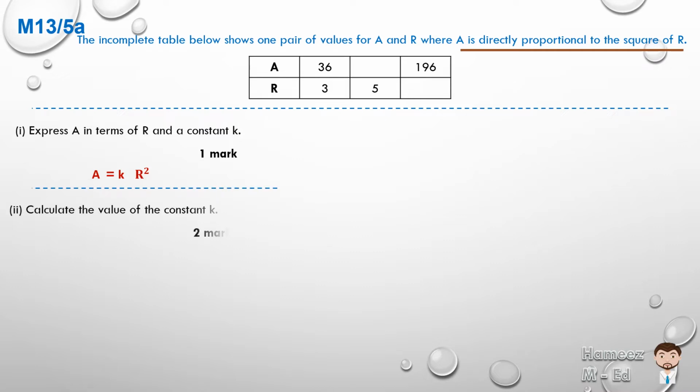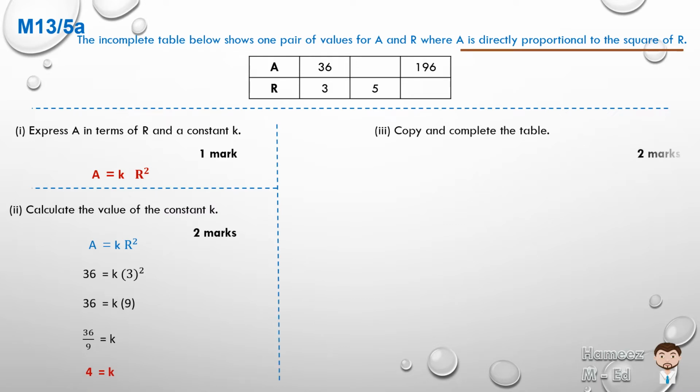Part 2. Calculate the value of the constant k. So to find k, if we look at the equation, there are 3 values, a, k, and r. And to find k, that means we need to know a and r. So if we look at our table, the first pair, we know a is 36 when r is 3. So let's write the formula, a is equal to kr squared. And let's substitute 36 is equal to k times 3 squared. So 36 is equal to k times 9, which means that k is equal to 36 over 9. As such, k is equal to 4.